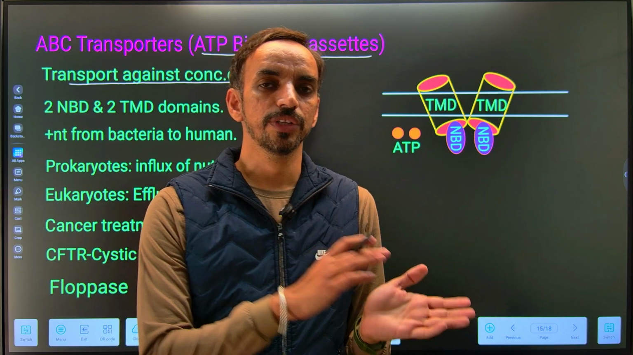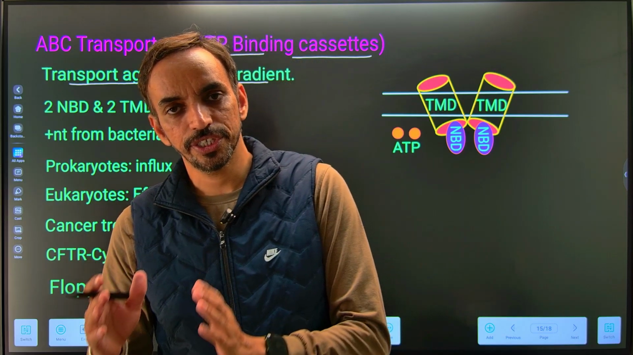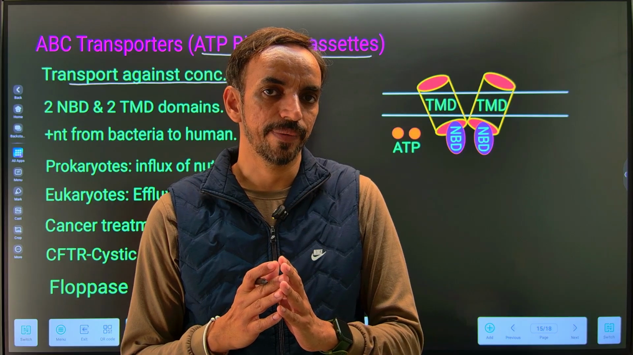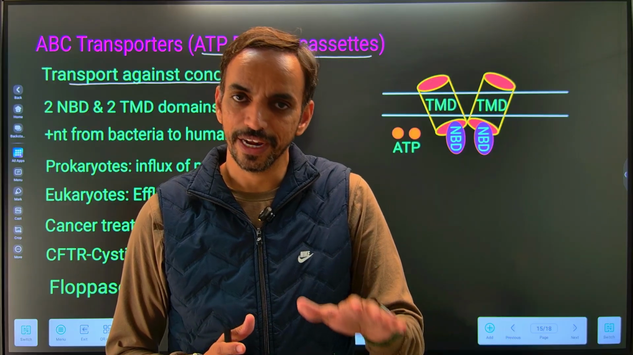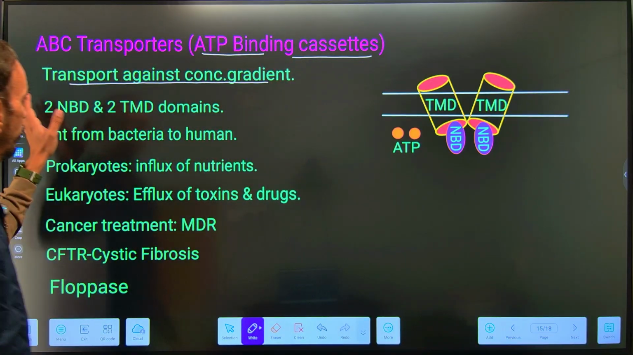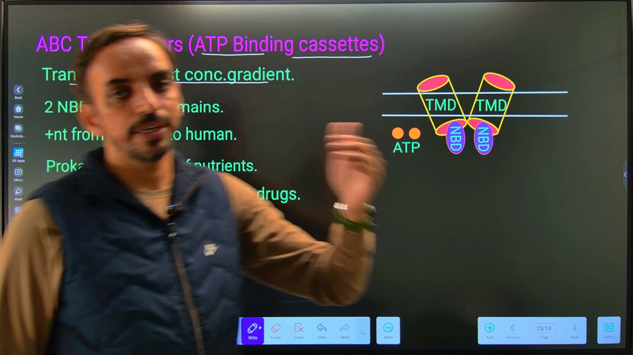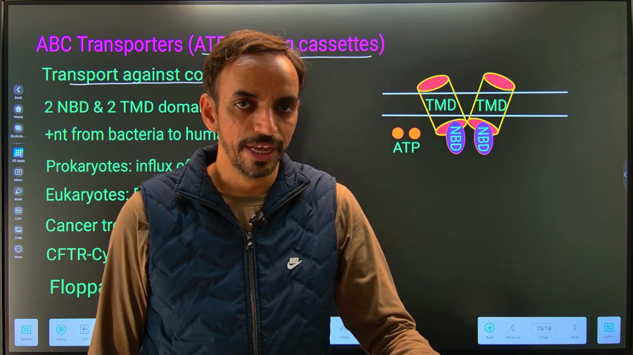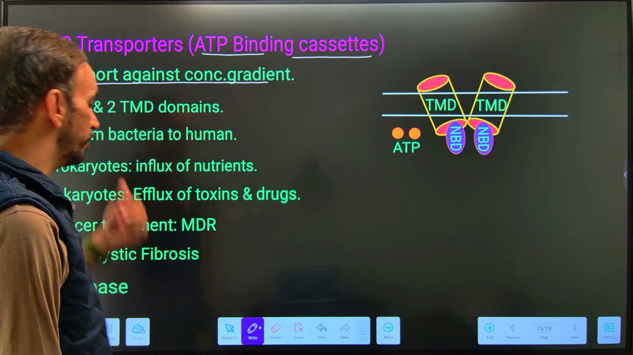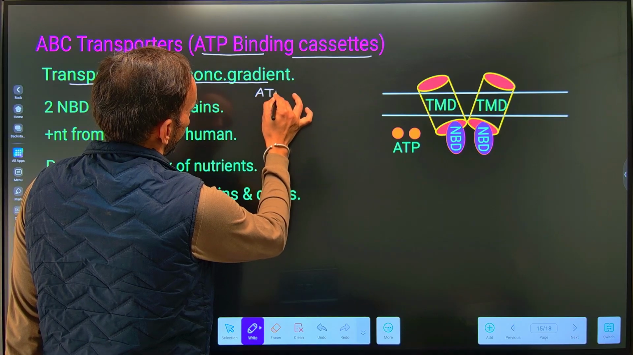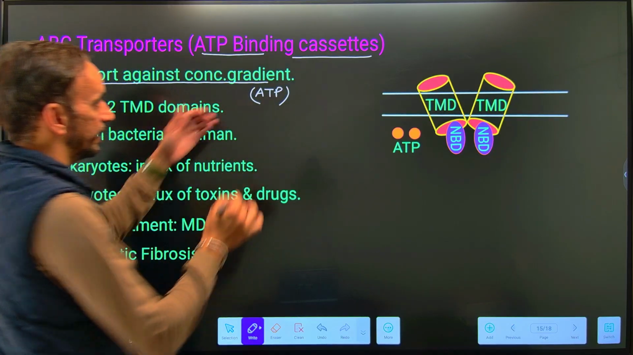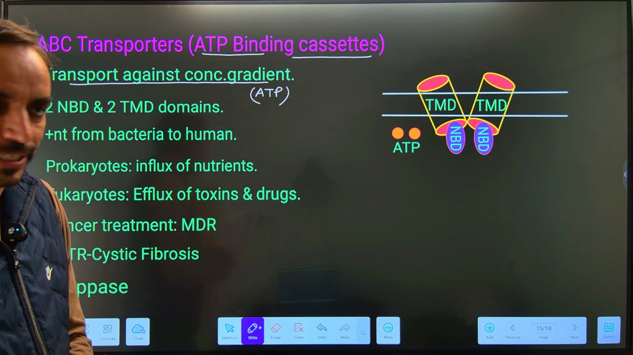In passive transportation, what happens is that the molecule travels from higher concentration to lower concentration. But these ABC transporters, since they are involved in the process of active transportation, here the molecules will get transported from lower concentration to higher concentration, and for this you require the investment of energy, and the energy is invested in the form of ATP, since these are the ATP binding cassettes.